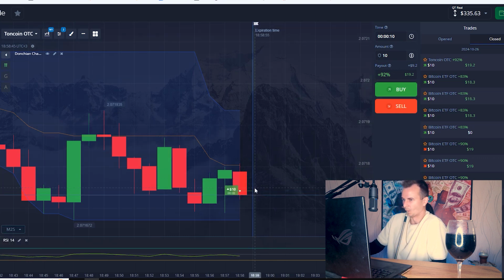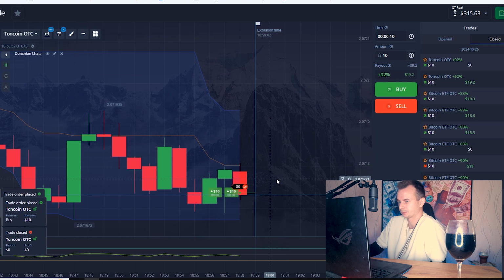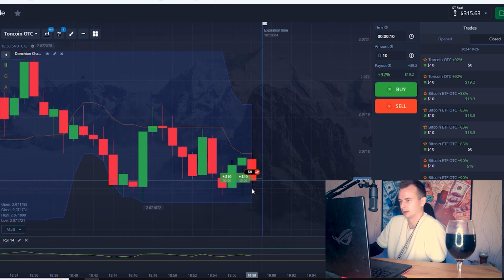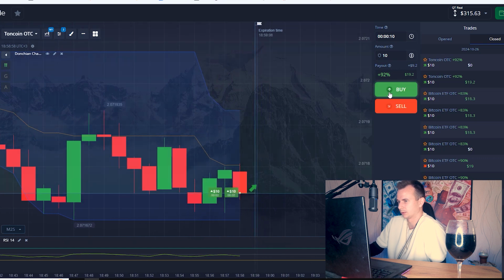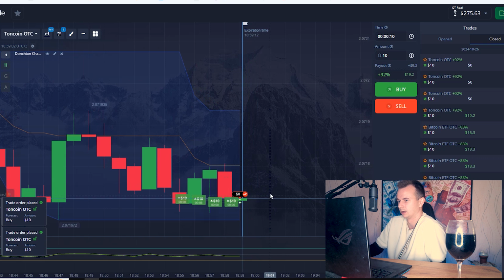Let's see. Price is going down. So from here we will take 2 buy positions. If something, from here we will take 4 positions up. Okay, we will take 4 positions up. Okay, let's see now where the price is going.